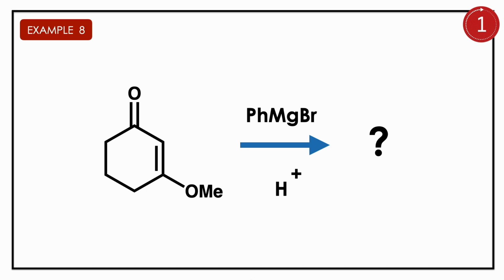Then the next example, you have cyclohexenone. In the third position, you have an O-methyl group, reacting with phenyl magnesium bromide in acidic condition. We should find what will be the final product.